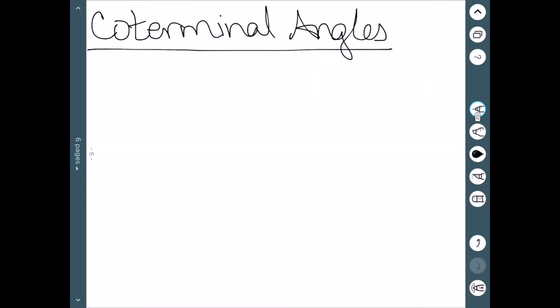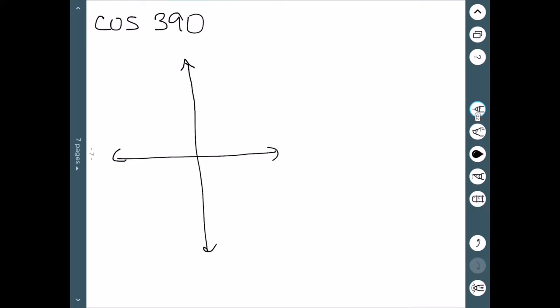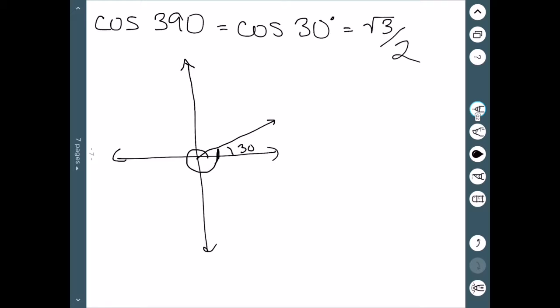The next thing we'll look at is coterminal angles. Coterminal angles are angles that have the same terminal side. And this is very helpful because their trig values will also be the same. If I try to find cosine of 390, we know that 360 is all the way around, and then we need to go an extra 30. So this is the same thing as cosine of 30 degrees, which we already know to be √3/2.